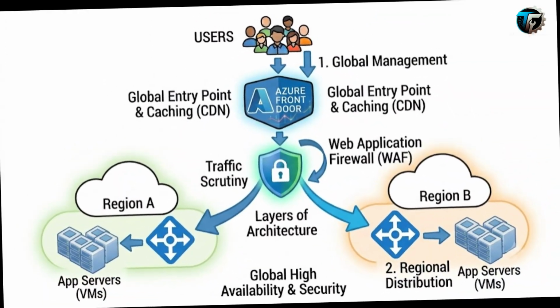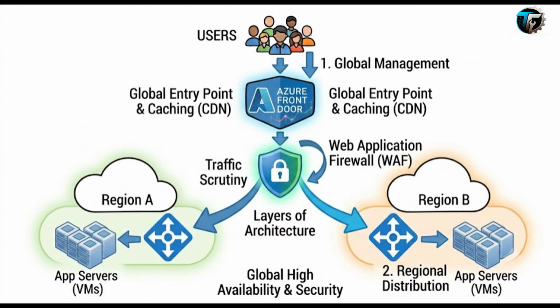Now we are starting to see the solution architect picture. Users enter through Front Door. Security controls can be applied at the edge. Traffic is routed toward the appropriate region. Inside each region, we can still use regional services such as Load Balancer. This gives us multiple layers. Global traffic management outside. Regional traffic distribution inside.